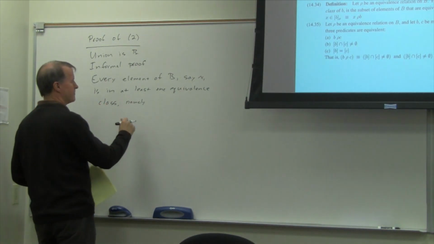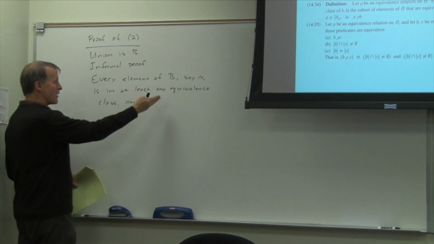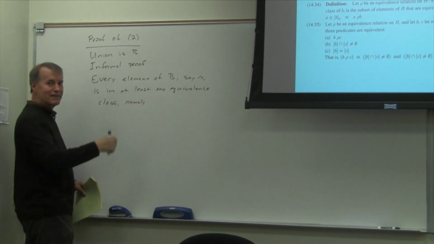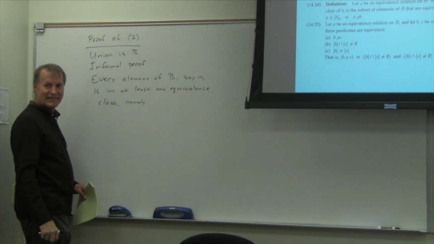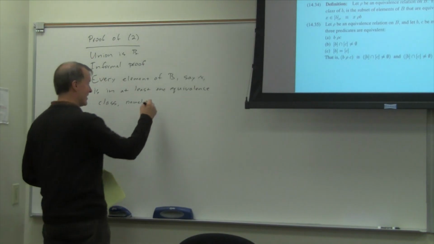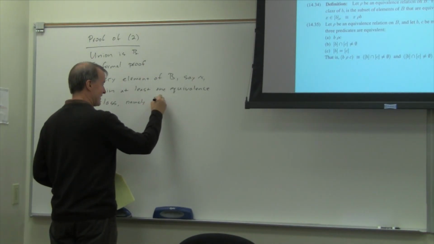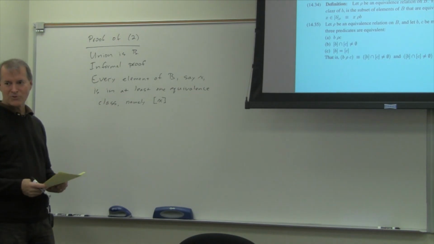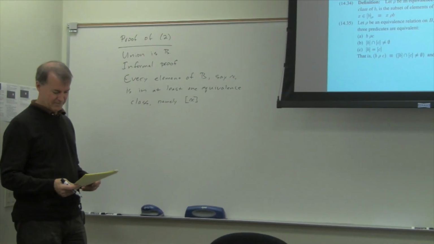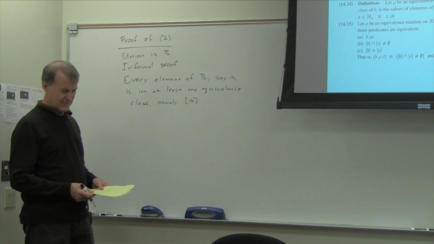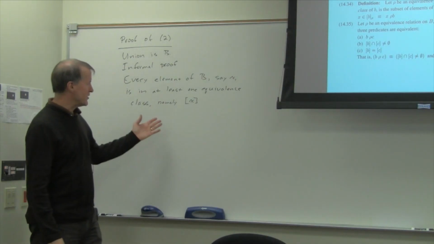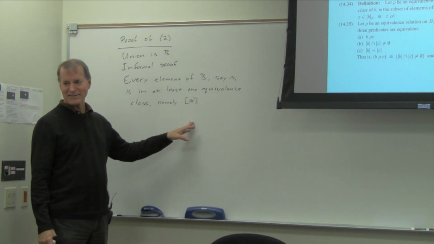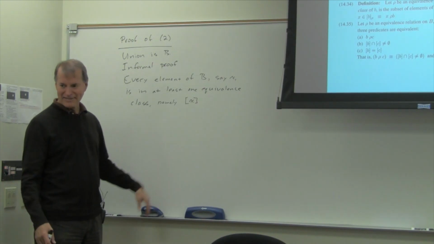Okay, tell me, what equivalence class is X in? X is obviously in its own class, because X is related to itself, right? Because rho is reflexive. Are you with me? So doesn't that tell you that the union of all the equivalence classes is B?